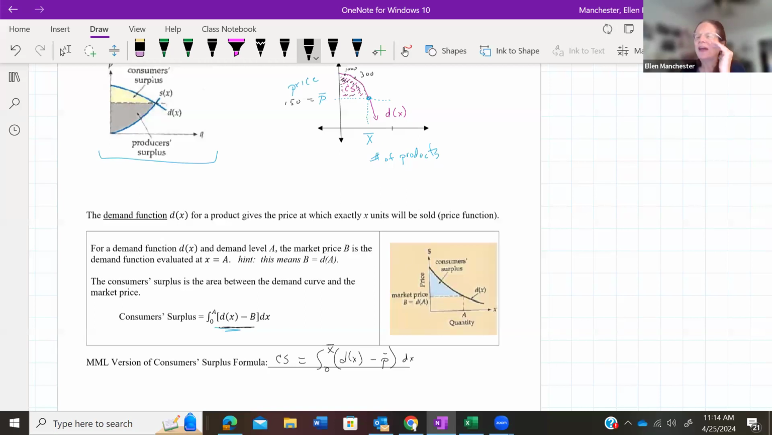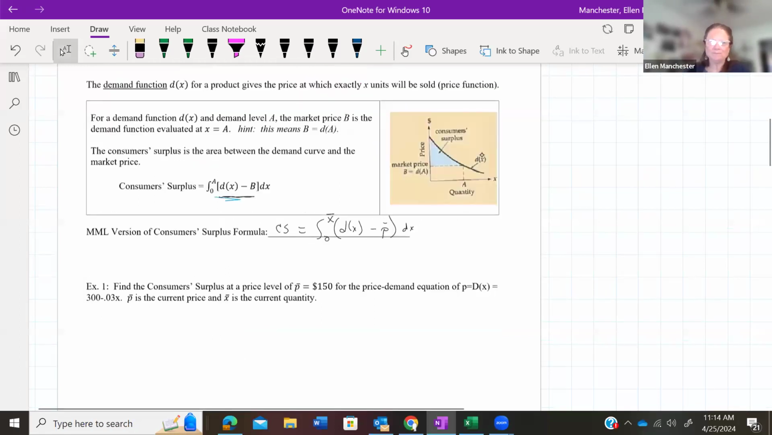They're ending up having to pay this lesser amount. Okay. So that's the idea behind the area between two curves: the upper curve, which is our demand function, minus the lower curve, which is our price. And that's how you're going to find the antiderivative. Okay. So let's try one.